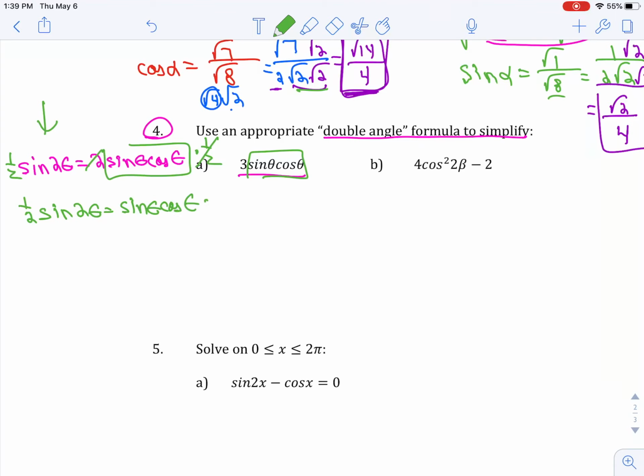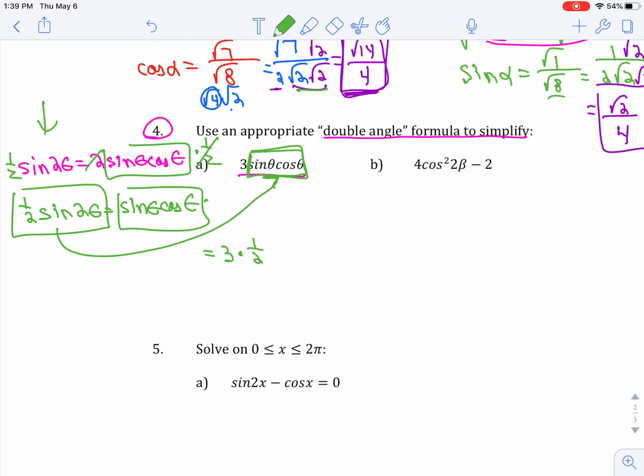So now I want you to notice that here's sine theta cosine theta, just like it's here, and it equals this whole chunk right here. So this is going to go in here, and we end up with 3 times, and then in place of the sine cosine, we get 1/2 sine of 2 theta, which is the same as 3/2 sine of 2 theta. So that's considered the simplified version. We used a double angle formula to simplify it.